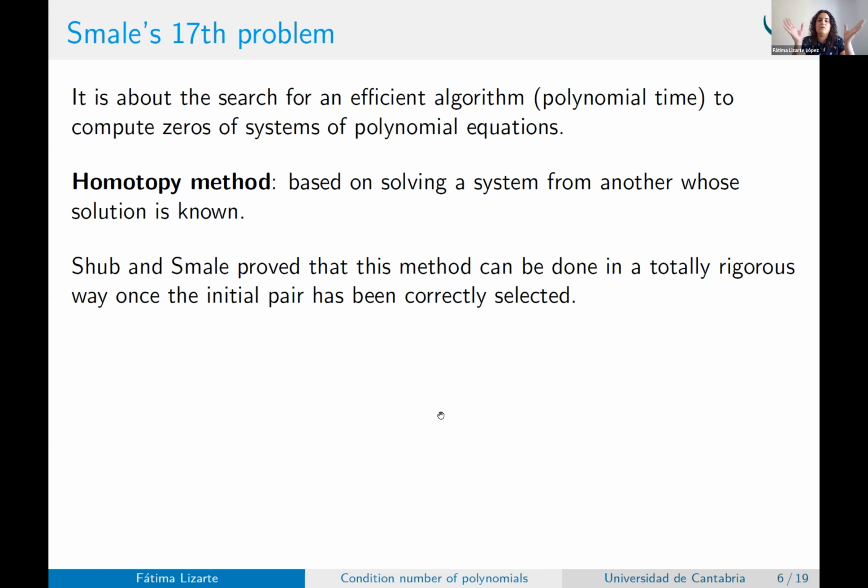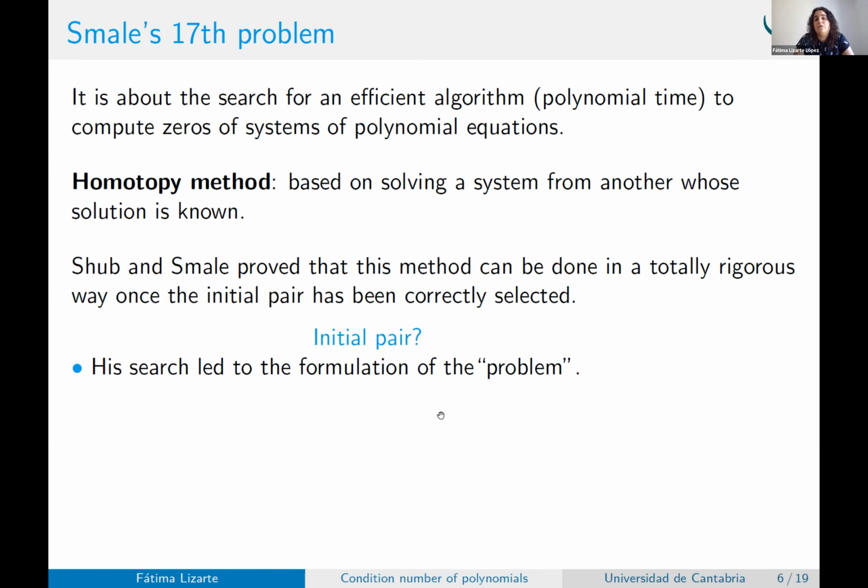The idea is to modify the known system little by little, observing how its solution changes until we reach the system we want to solve. The idea is not difficult to implement computationally. In fact, Shub and Smale proved that this method can be done in a totally rigorous way once the initial pair has been correctly selected. So they started looking for the right initial pair. They thought that a good candidate for an initial pair could be made up of well-conditioned polynomials. It's here that our problem is posed.